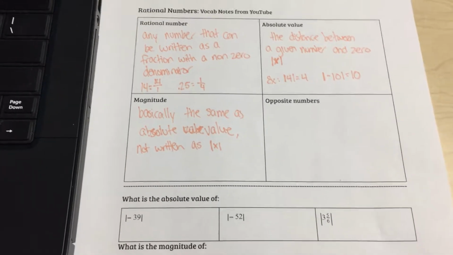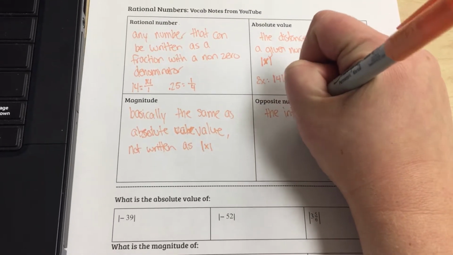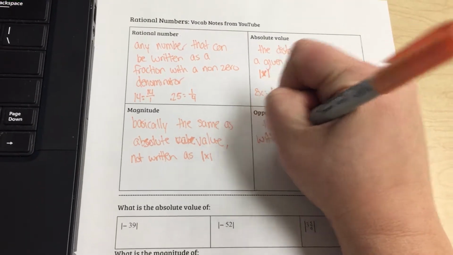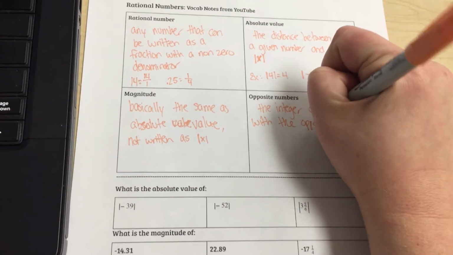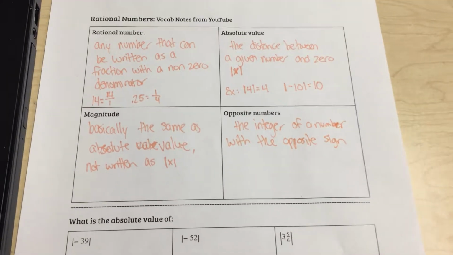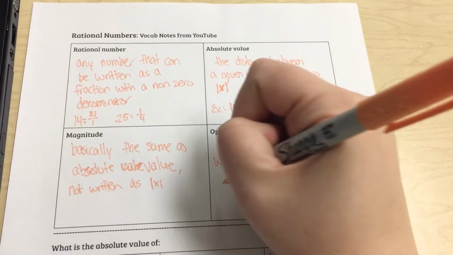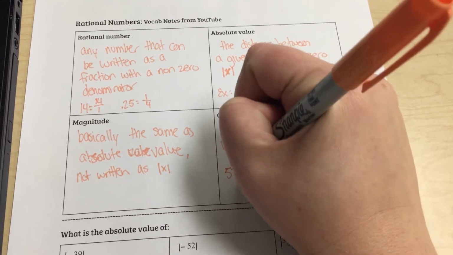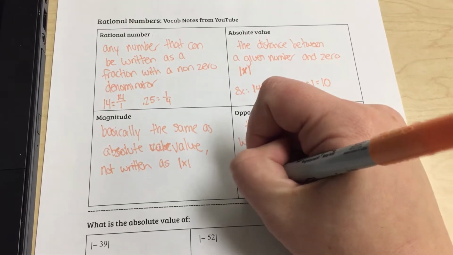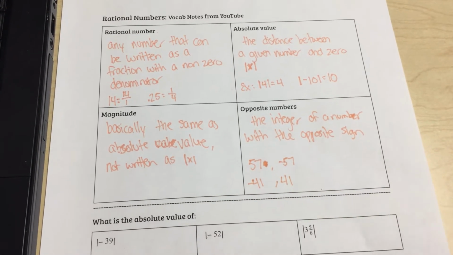All right. The last one is opposite numbers. It is the integer of a number with the opposite sign. Sorry, my hand is cramping up, guys, and my writing's terrible right now. So the integer of a number with the opposite sign. When we're talking about the opposite of 57, I'm going to put equals because that doesn't equal. The opposite would be negative 57. If I'm talking about negative 41, the opposite would be 41. It's the same number, opposite signs.